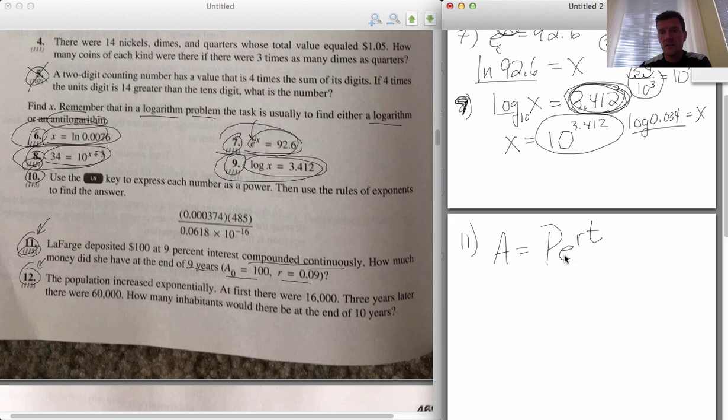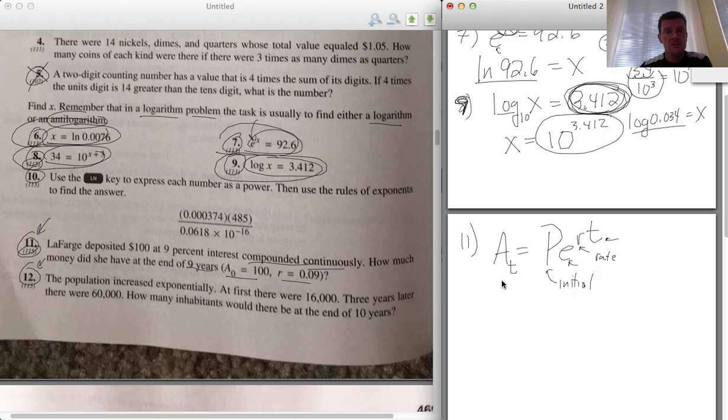You can just think of A PERT. So A is the amount after time t, so sometimes you see a little t there. The amount after time t. P is called the principal or the initial amount. E is the value 2.7 whatever, okay? R is your rate of interest, your rate of compounding, and T is time.